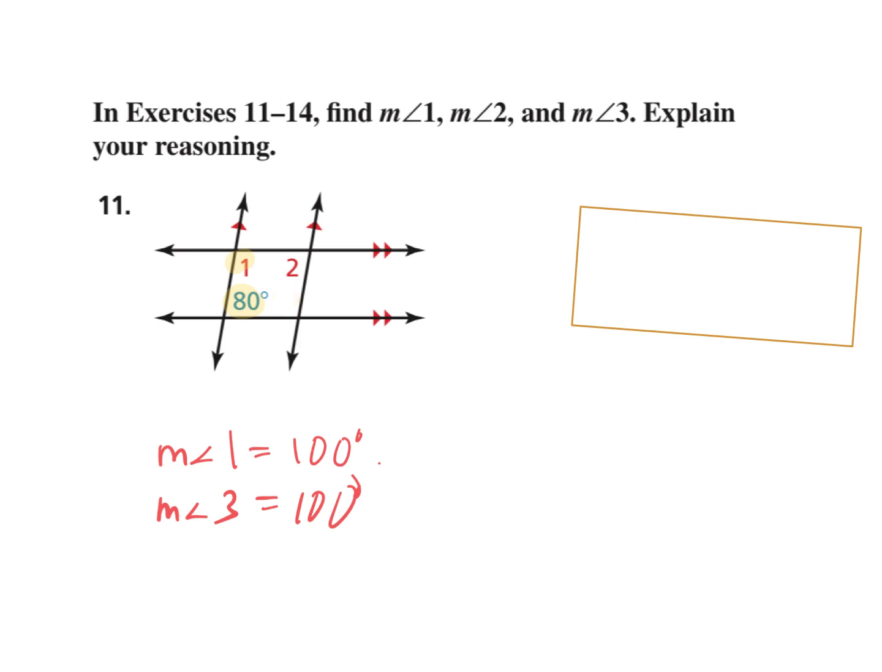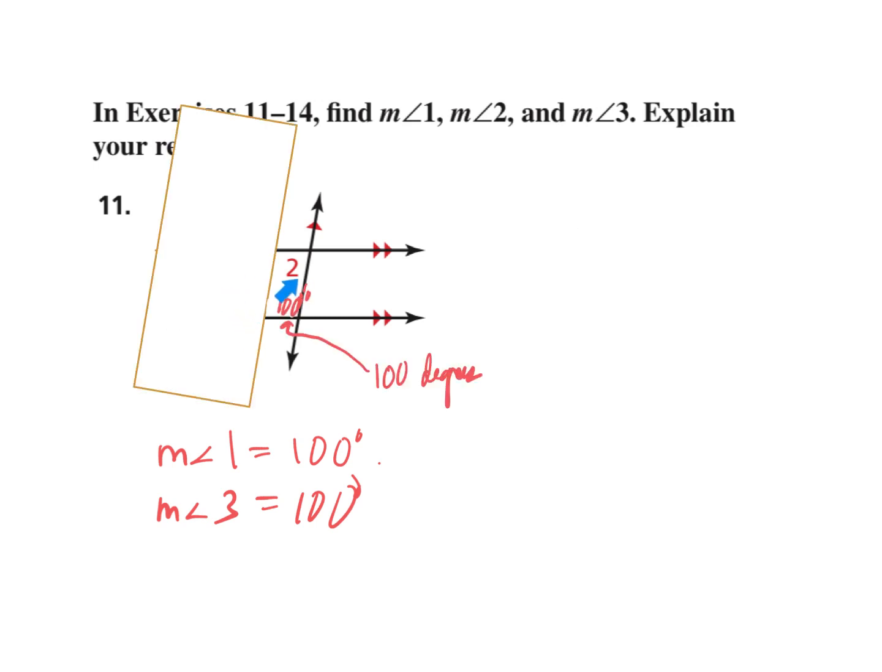If angle 3 is 80 degrees, and if we focus on these two parallel lines with this transversal, once again we have a pair of consecutive interior angles which must be supplementary, and that means that the measure of angle 2 must be 80 degrees so that these two add up to 180.